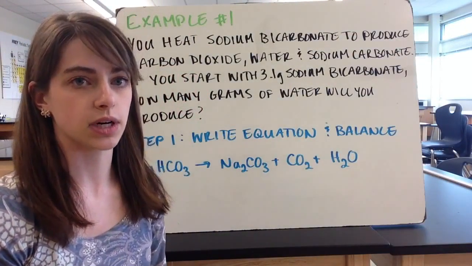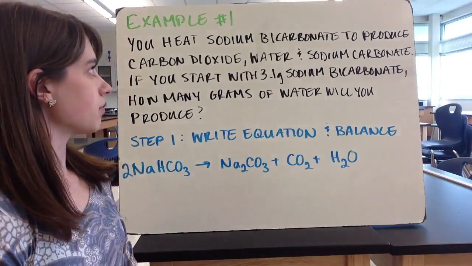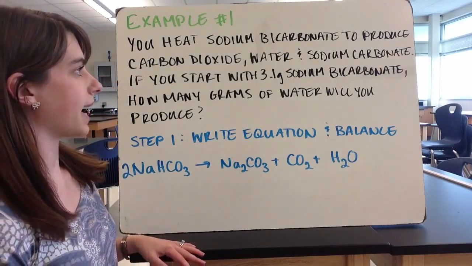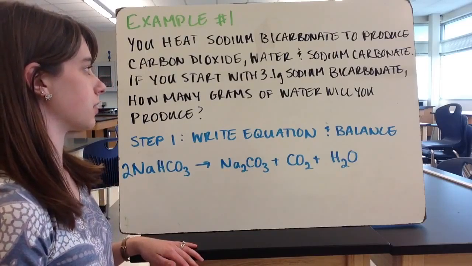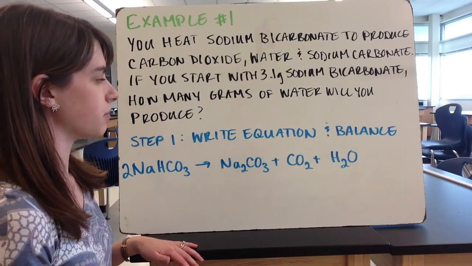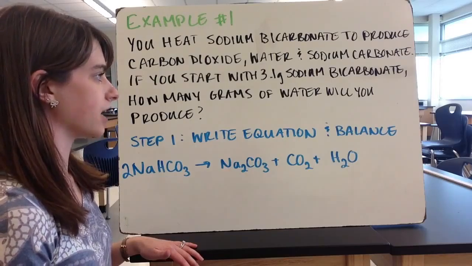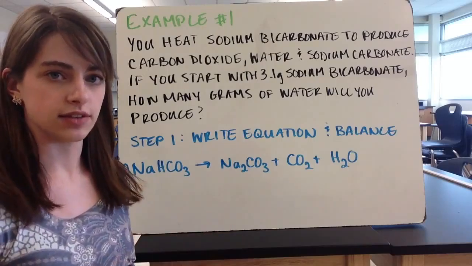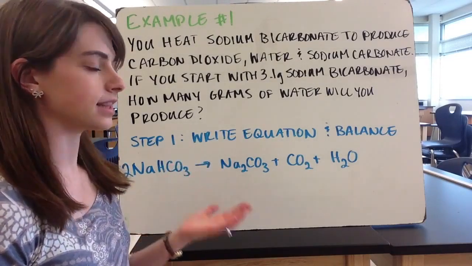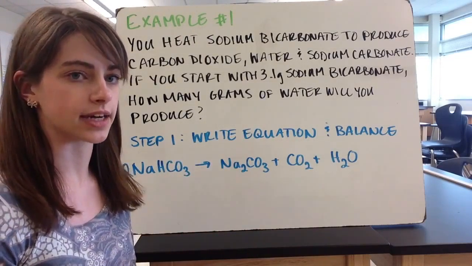So our first example we're going to walk through together. Example 1 says, you heat sodium bicarbonate to produce carbon dioxide, water, and sodium carbonate. If you start with 3.1 grams of sodium bicarbonate, how many grams of water will you produce? It's a very practical question. We did this in lab. So how much water did you actually produce?